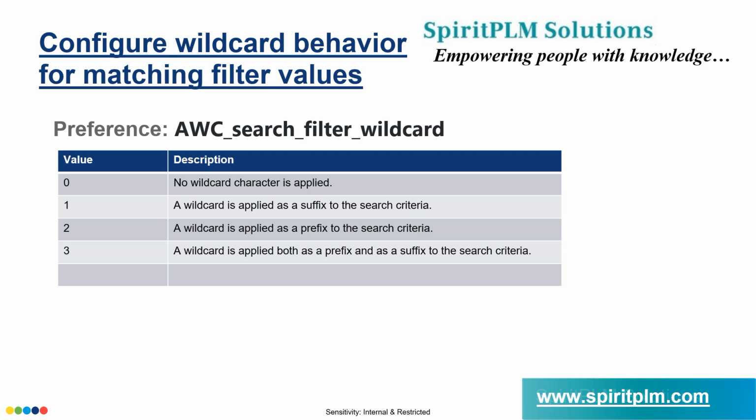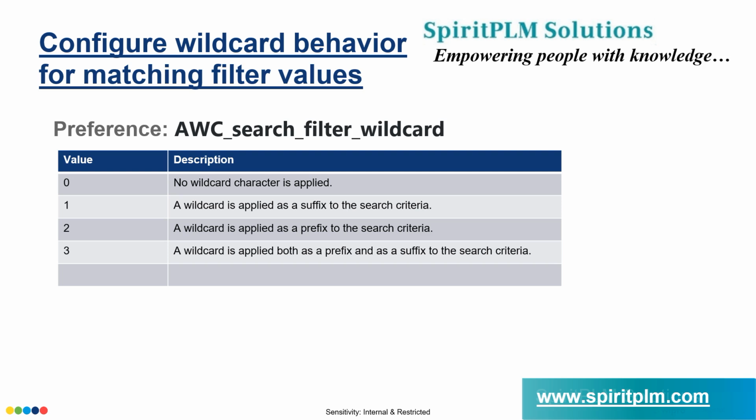So let's say you can show the result on a wildcard basis. So how can you load that data on the basis of wildcard? In that case you need to use this preference called AWC_search_filter_wildcard. If the value is 0, no wildcard is going to be applicable. If you make the value 1, the wildcard is going to be applied as a suffix to search the data.